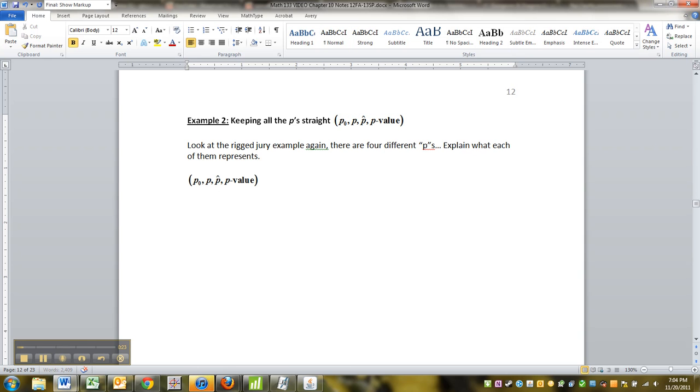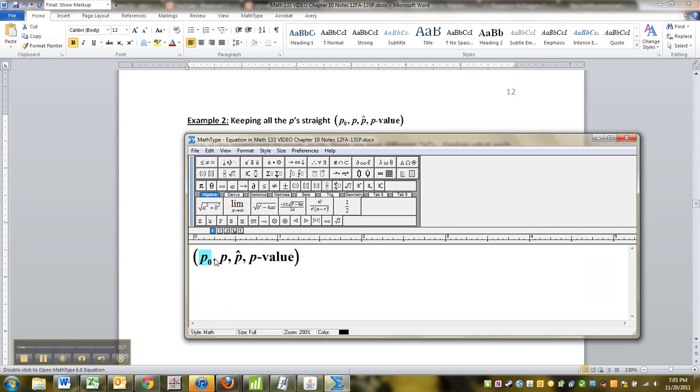I'm going to do each one of them separately. We had p0. P0 was the null hypothesis proportion, assumed to be true unless we can prove it otherwise. And in our case, it was equal to 0.50.